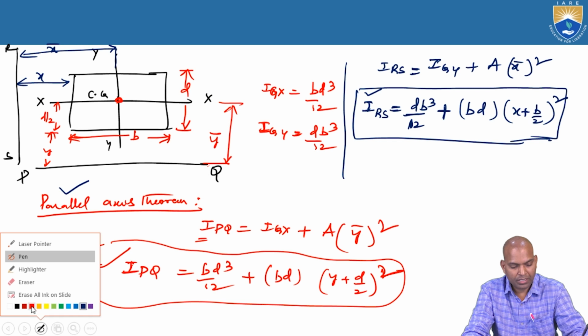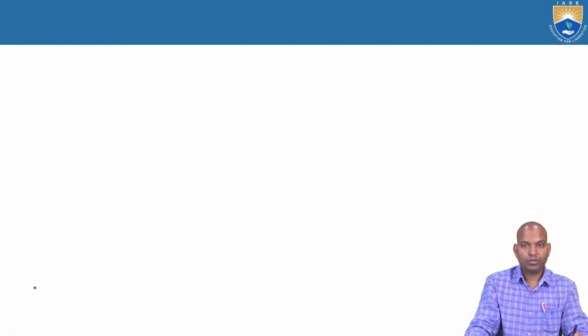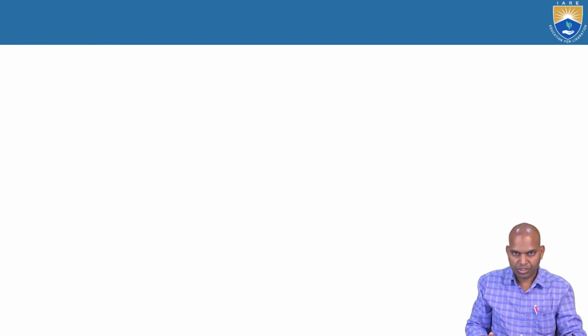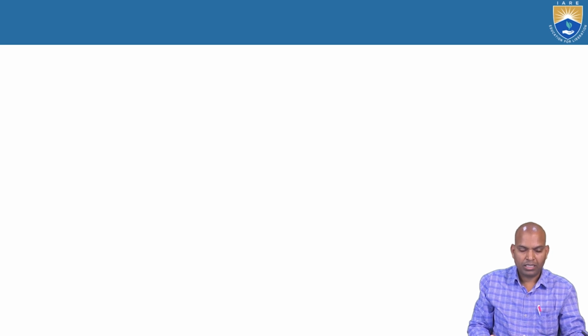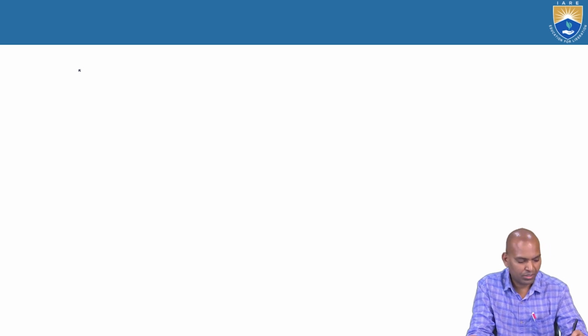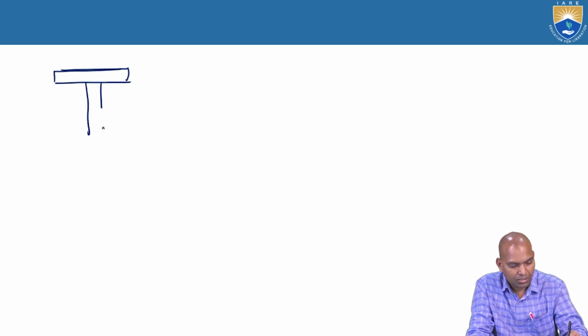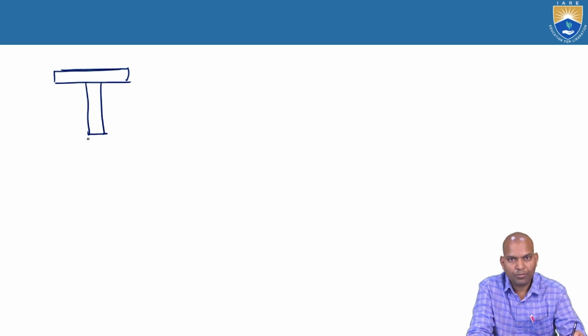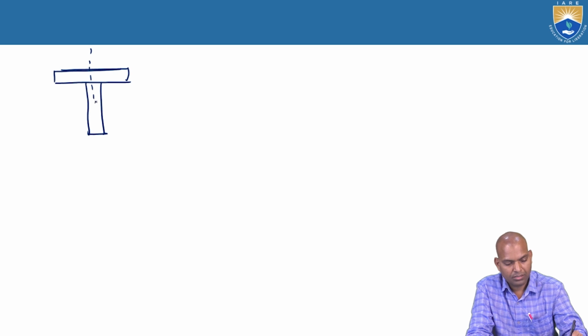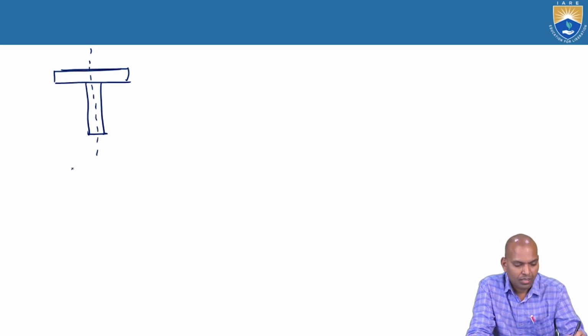Alright, now let us begin the next one. Suppose you want to find out the moment of inertia of some simple section, a T section. It is symmetrical about axis Y. Okay, it has one line of symmetry. Now this T has section 1 and section 2.